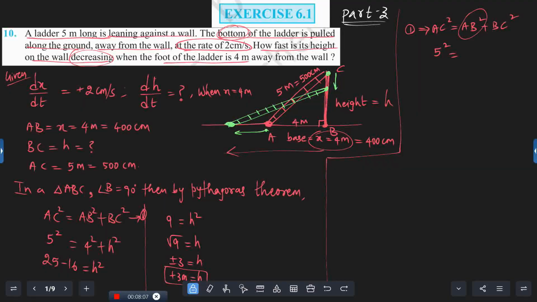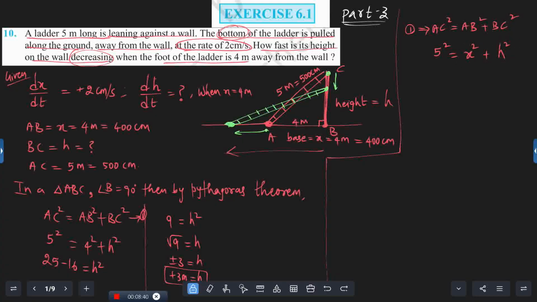AB in the sense, what do you know? X square we know. BC in the sense, H square we know. See, I am substituting only the hypotenuse; base and height I didn't substitute. Why? From the base only you will be getting dx by dt, which we should use. Second, from the height only you will be getting dh by dt, that is also what we need to find. So for both of these, you should not substitute any value for base and height.